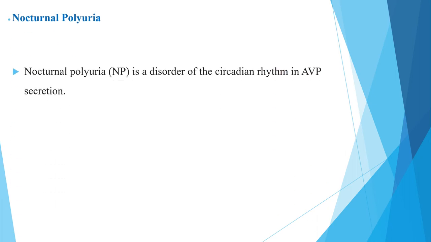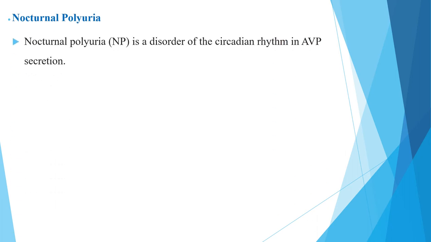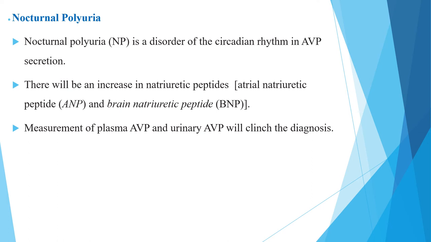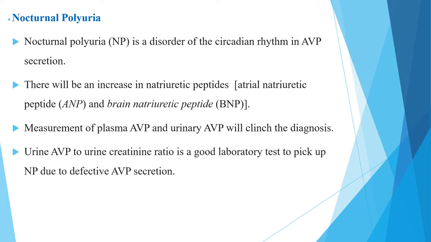The other is nocturnal polyuria. Nocturnal polyuria is a disorder of the circadian rhythm in antidiuretic hormone secretion. There will be an increase in natriuretic peptides, atrial natriuretic peptide, and the brain natriuretic peptide, and the measurements of plasma antidiuretic hormone and the urinary antidiuretic hormone will clinch the diagnosis. So in this case, there is increased plasma and urinary antidiuretic hormone during the night time. And urinary antidiuretic hormone to urine creatinine ratio is a good laboratory test to pick up the nocturnal polyuria due to defective antidiuretic hormone secretion.